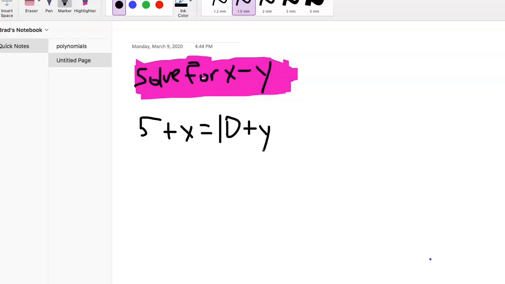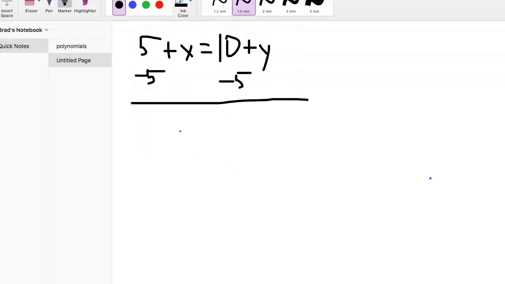So when you first look at something like this, it's not really all that obvious what you're supposed to do. But it's actually pretty easy. So let's show you. At first, get x by itself. Subtract 5 from both sides. Now we have x by itself. 5 minus 5 cancels itself out. x equals 10 minus 5, which is 5, plus y.